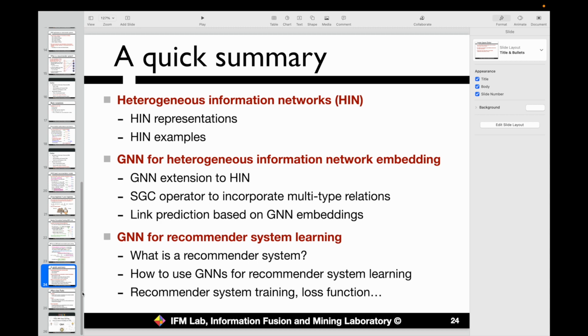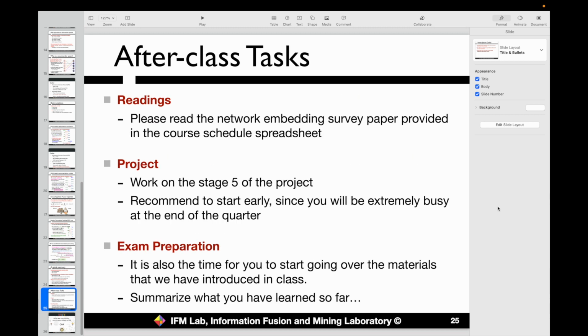Okay, so that's it for this part, and we also have some after-class tasks for this part. So please read the network embedding survey paper provided in the schedule spreadsheet. Also for the project, it's time for you to work on stage 5 of the project. I think we have covered the necessary information for the GCN model already in the previous lecture. And right now you can do stage 5 already, based on the lecture we discussed previously. I'd like to recommend you start early because this one will take some time and you will also be very busy at the end of the quarter. So please consider starting as early as possible. Then you don't need to rush at the very end.